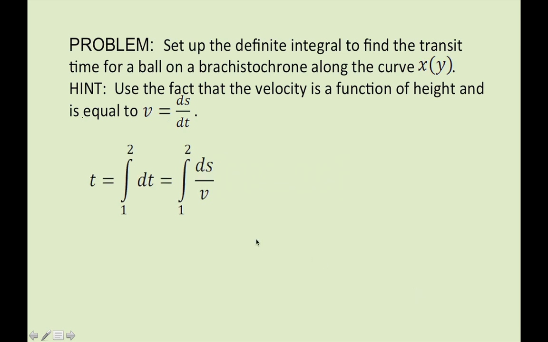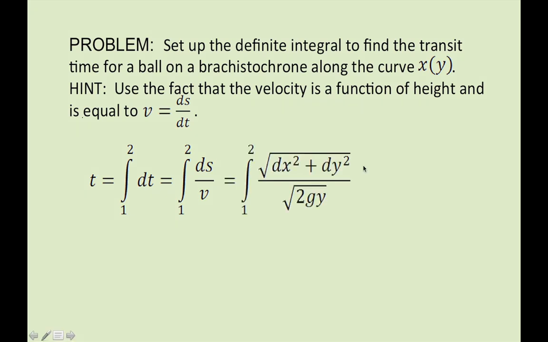You should have started this problem by writing down an integral from point 1 to point 2 of dt. Then you should have inserted ds over v for dt. Now all you have to do is substitute expressions for ds and v with variables x, y, the derivative of y, dx or dy in them.